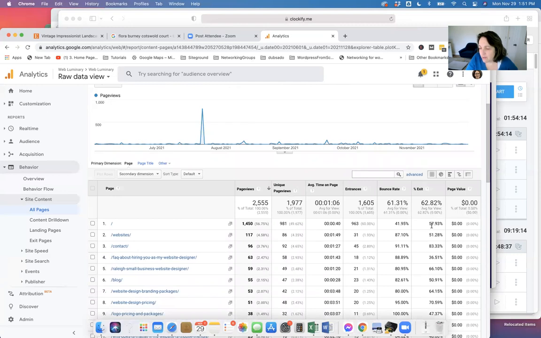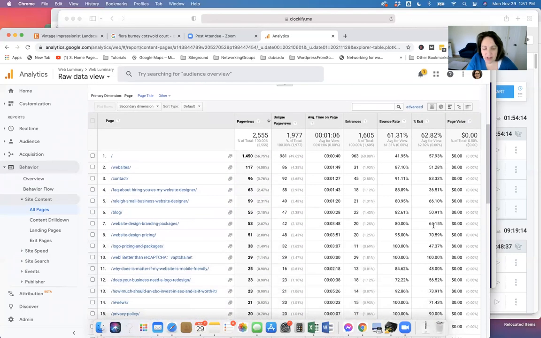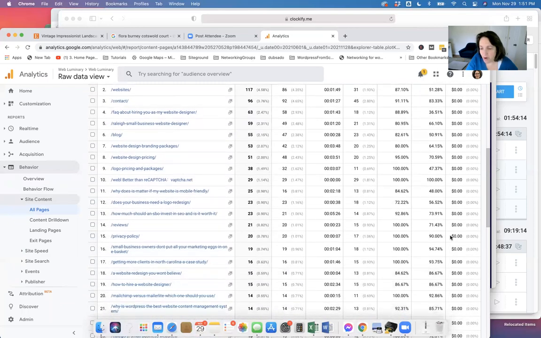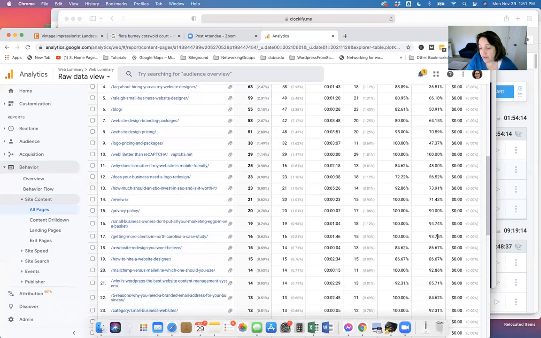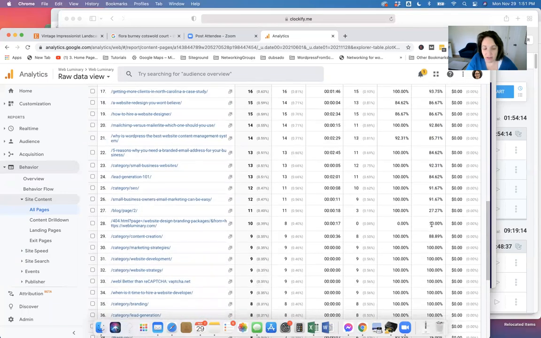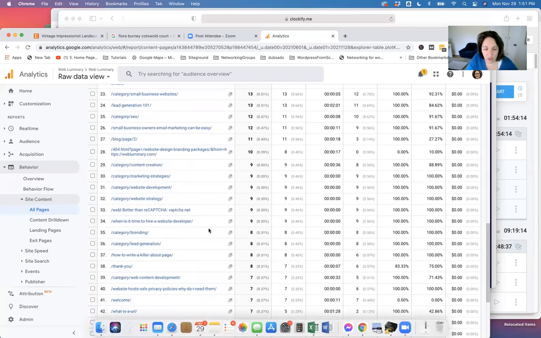And then there's a percentage that exit. If everybody always exits from the captcha, well, that's fine. But the privacy policy, that must be really weird. And then this is maybe the least favorite blog post. Everybody exits from there. And these are categories.